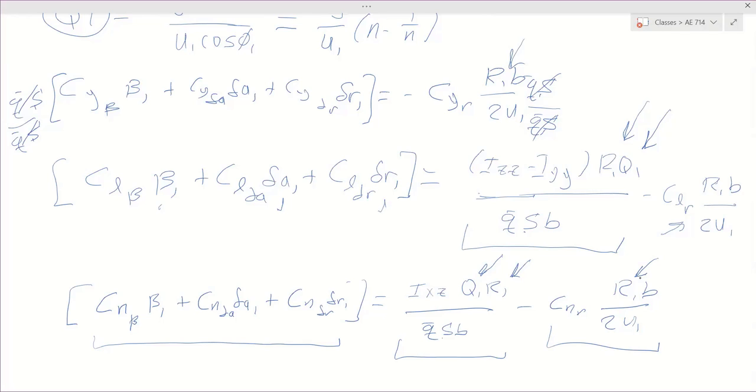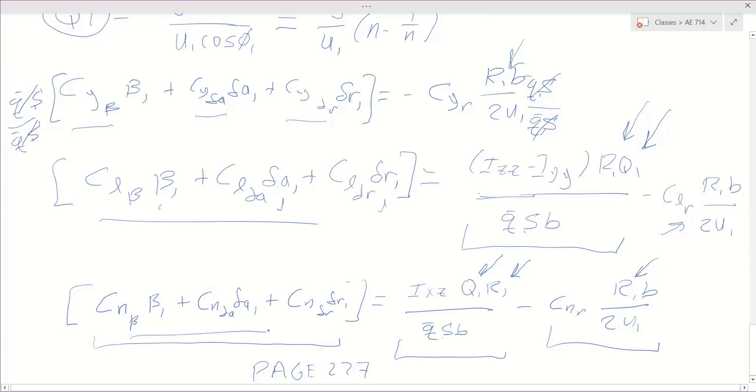So this is real close to a matrix format. We've got all the unknowns on the left side. We've got the right-hand side. So if you put this into a matrix format, you get the matrix on page 227. So it's going to be CY beta, CY delta A, CY delta R in the first row, this in the second row, this in the third row. So let me share that screen.